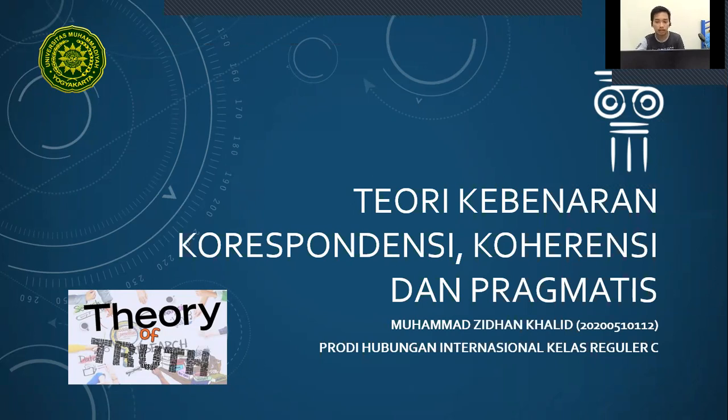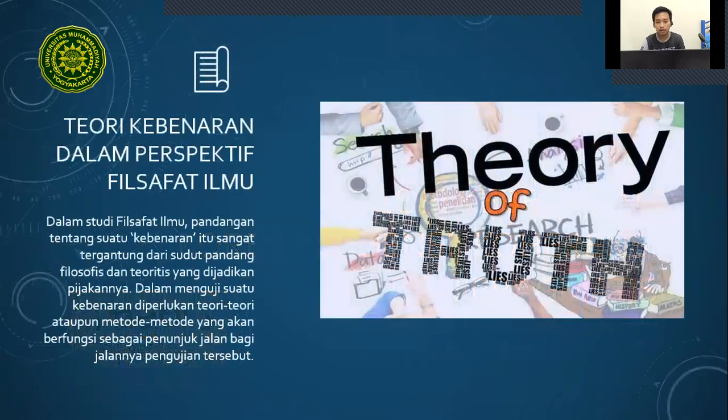In this video, I will try to explain a little about the theory of truth. Among them are correspondence theory of truth, coherence theory of truth, and pragmatic theory of truth. Theory of truth in the perspective of philosophy of science.